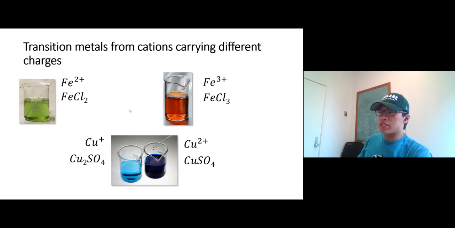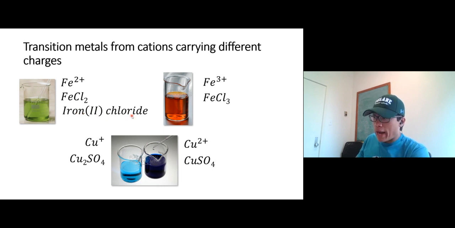And to name them is super simple. This is very easy. We use a Roman numeral to indicate the charge. For example, iron, parentheses, 2 in Roman numeral, tells you this iron is +2. Space, and chloride, same thing. We separate cation and anion. The 2 right here, the oxidation number, is right with the cation because it's the oxidation number of the cation.